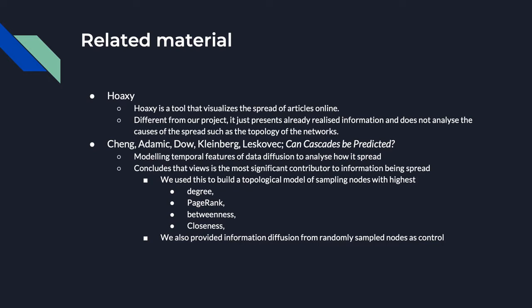And then there's a paper by Cheng, Adamic, Dow, Kleinberg, and Leskovec, which are staff from Facebook and faculty from Stanford, titled Can Cascades Be Predicted? And it models the features of data diffusion and concludes views is very significant. And so we use this to build a topological model based on connectedness through things like degree, page rank, betweenness, and closeness as predictors of views. And we also include randomly sampled nodes as a control.